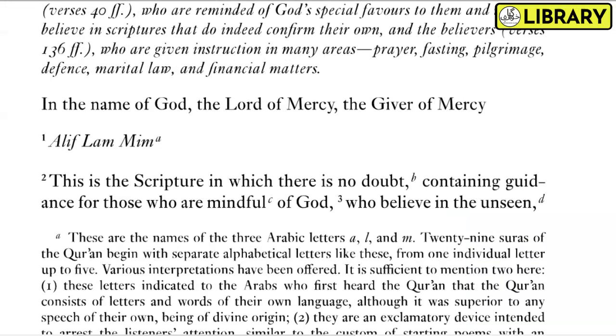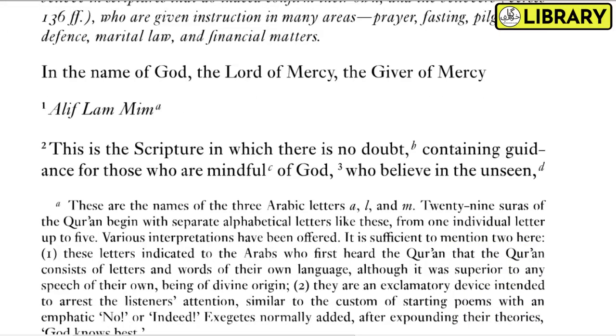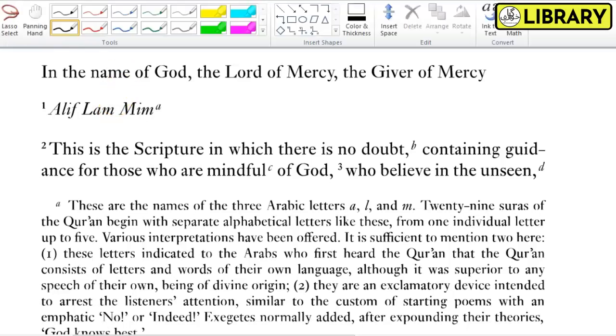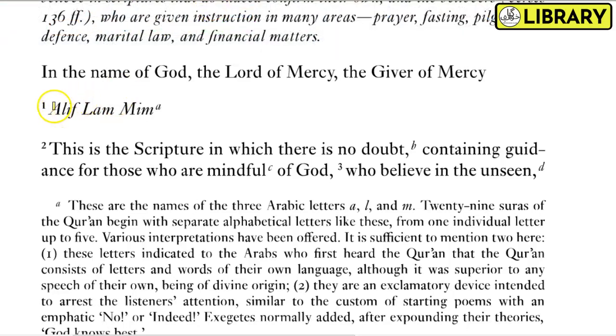So this is the official start of this chapter. If we start off from here, Alif Lam Mim. This is written in its actual way in which the Quran is, because no one knows the actual meaning of this ayah. These are names of 3 Arabic letters: Alif, Lam, Mim. 29 surahs of the Quran begin with separate alphabetic letters like these, from an individual letter up to 5. Various interpretations have been offered. It is sufficient to mention 2 here.